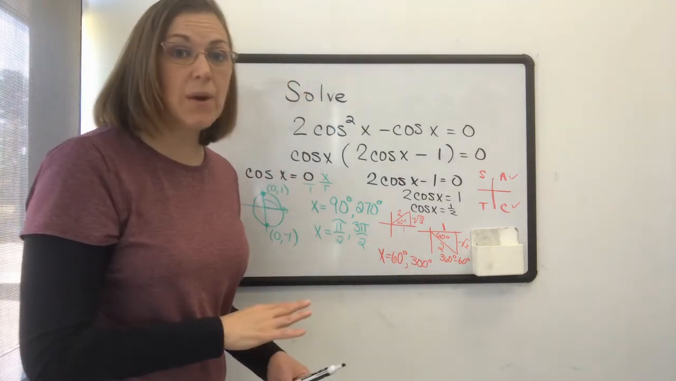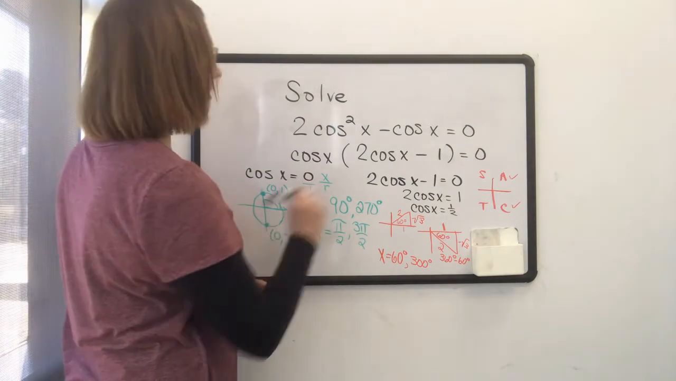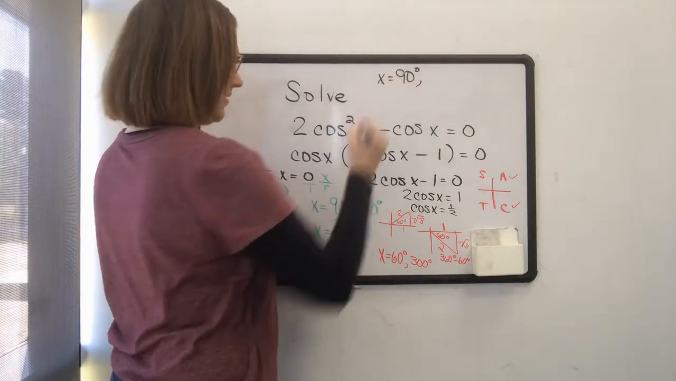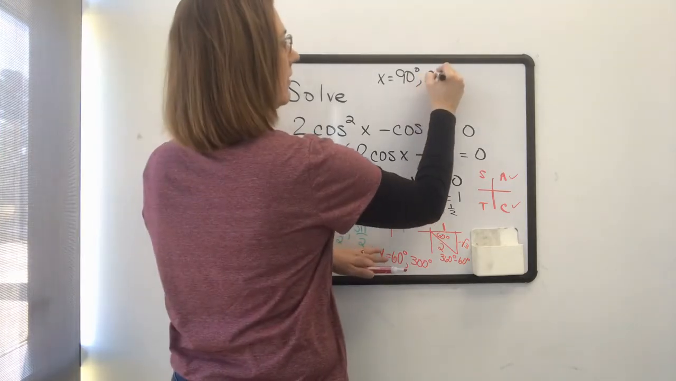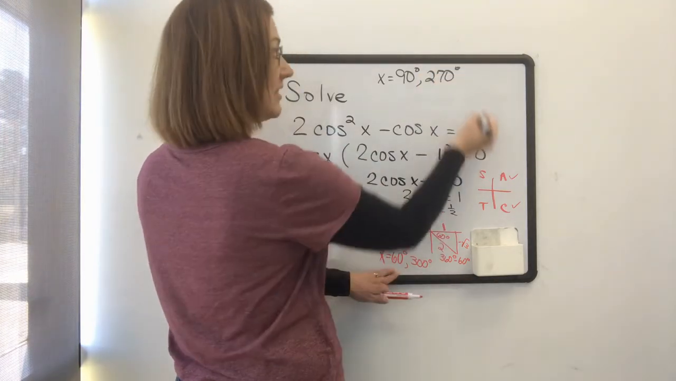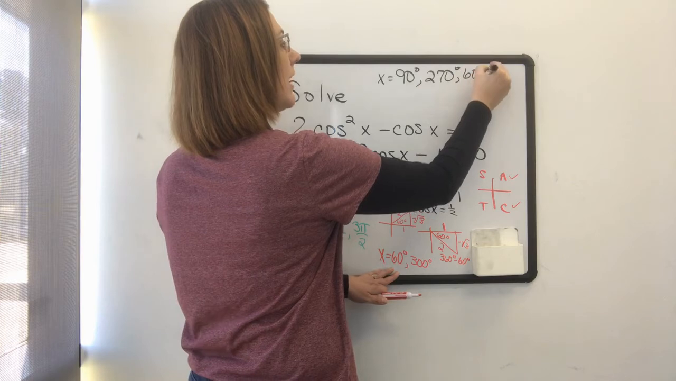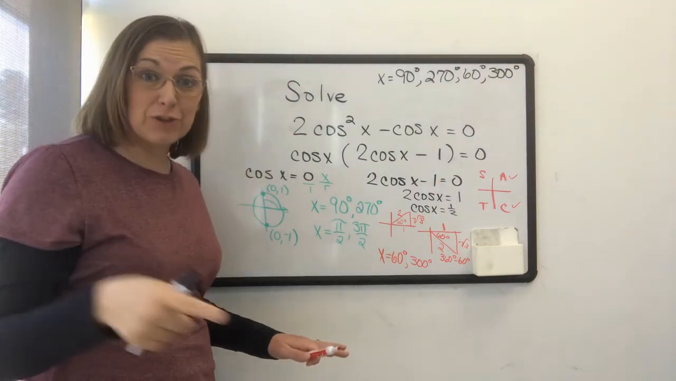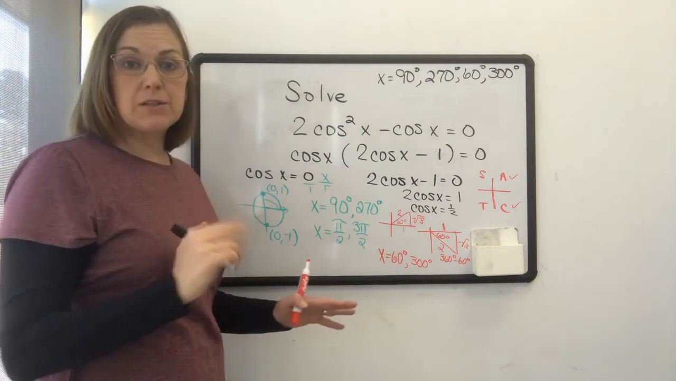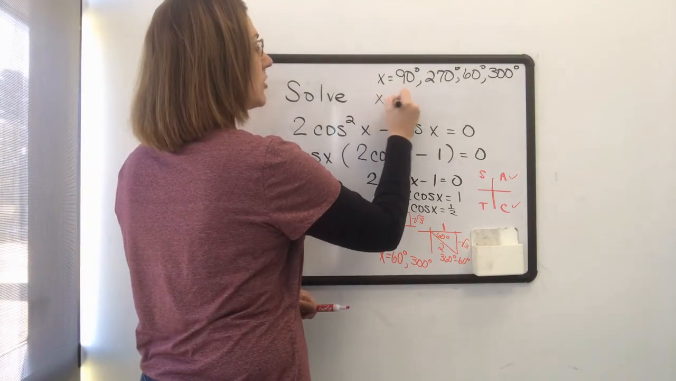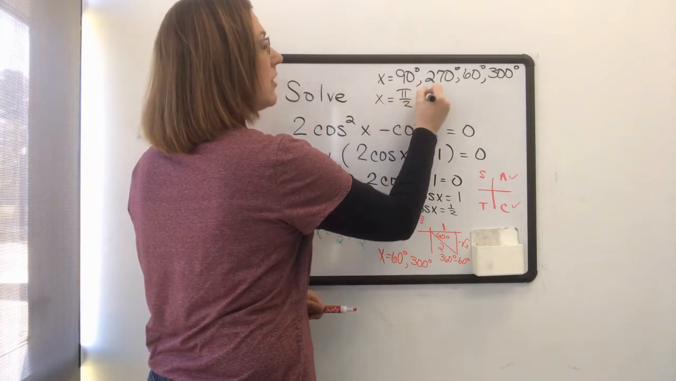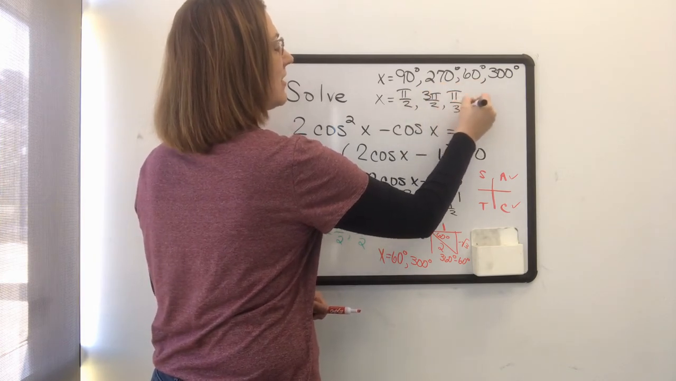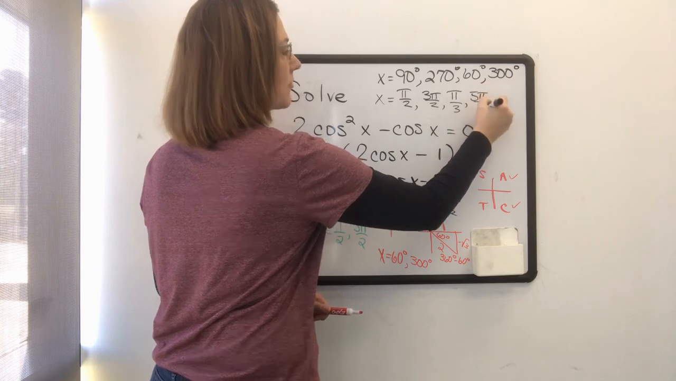Okay, so this equation actually has 4 answers. Let's put them all together. We've got that x can be 90, x can be 270, x can be 60, or x can be 300. And remember, those are just the answers on the first time around the circle. Now, if you're asked to write that in radians, then you would have answered with pi over 2, 3 pi over 2, pi over 3, and 5 pi over 3.